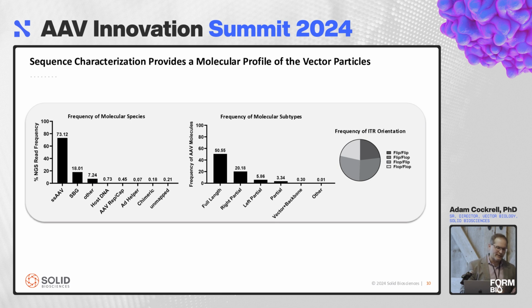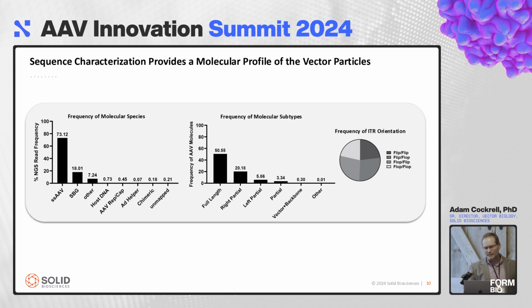We have this category that they have called other, still working out the characterization of what some of those molecular species are and how to bin those so that we can improve the annotations. We have host cell DNA, as Phil mentioned, rep-cap, and helper, so often you'll have helper packaged into these chimeric vector forms, as well as what's characterized basically as unmapped sequences.